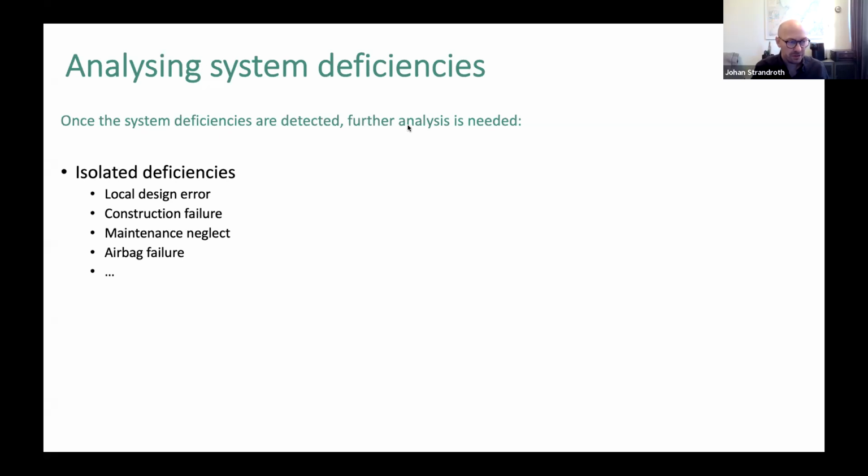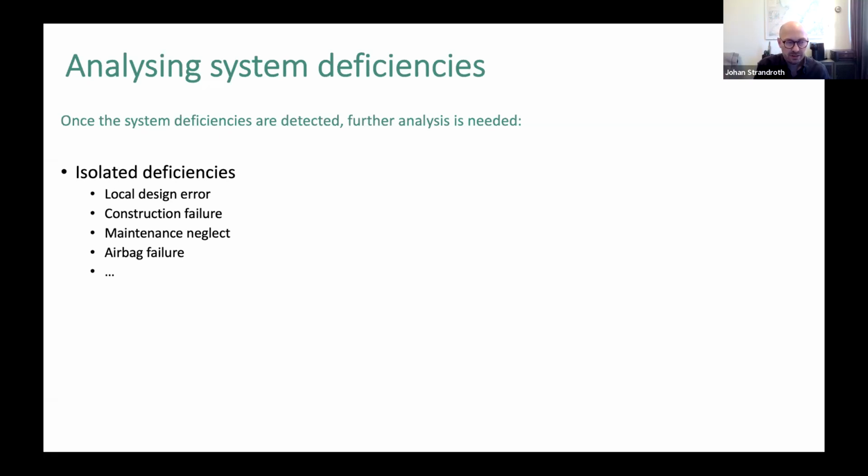We want to understand what kind of deficiencies are there. The first one is an isolated deficiency. When we look at it, we understand that this is something that is potentially isolated to this specific location. We don't know, because we don't know what we don't know. It might be that this happens elsewhere in the system, but it's probably not a major systemic issue. Again, we might not know that.